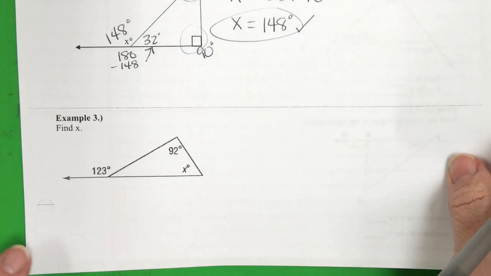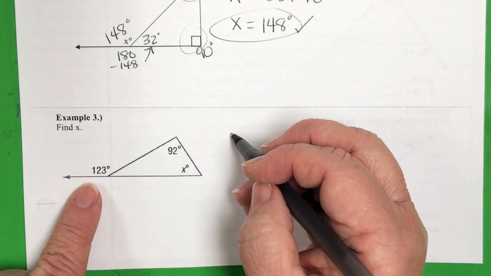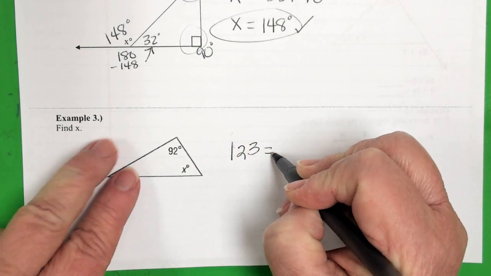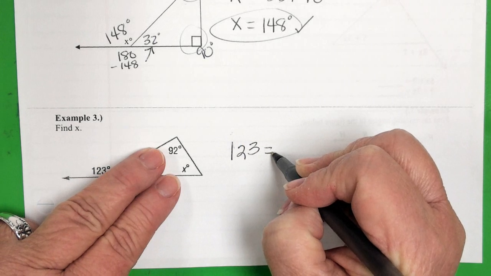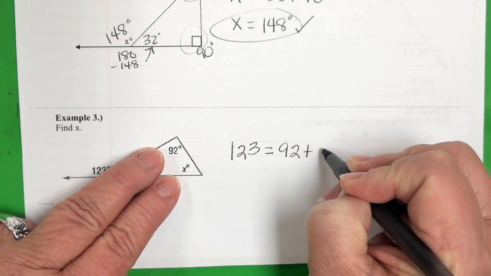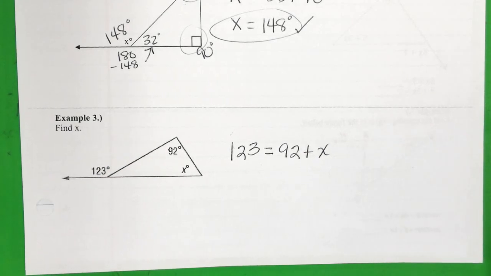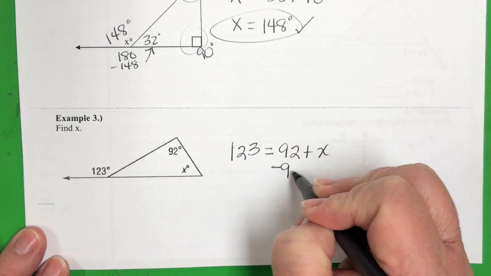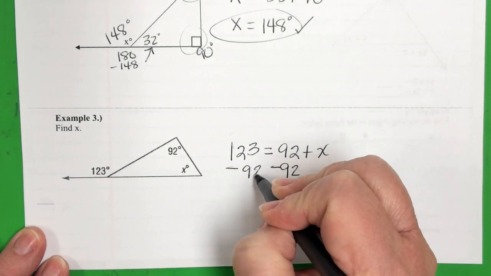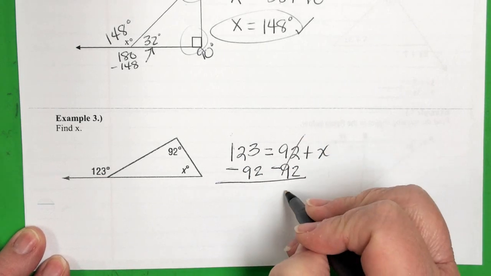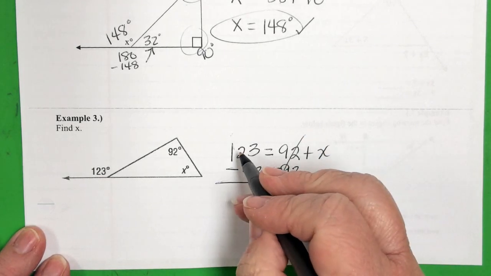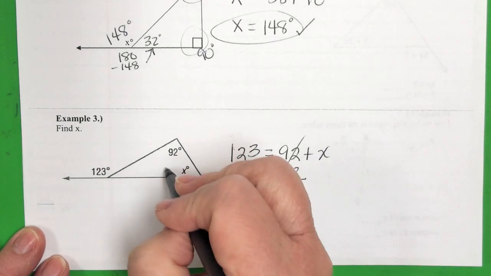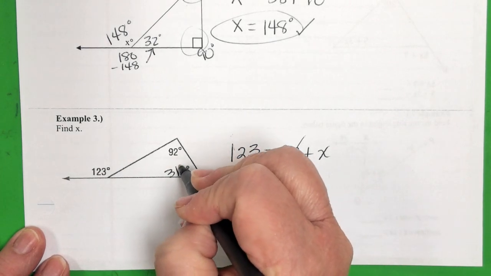Example 3. Again, the exterior angle. Well, this time we know the exterior angle, so it's going to be 123 equals the sum of the two remote interior angles, 92 plus x. Solving equations. To get the 92 over here, we've got to subtract 92 from both sides. And that leaves us x equals 31. Alright, so we're saying that this angle right here is 31 degrees.